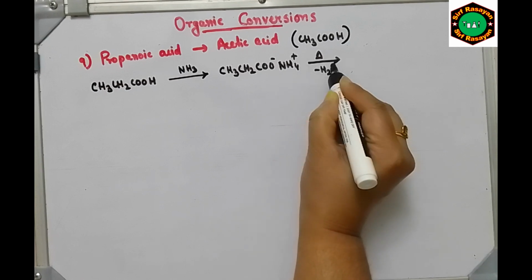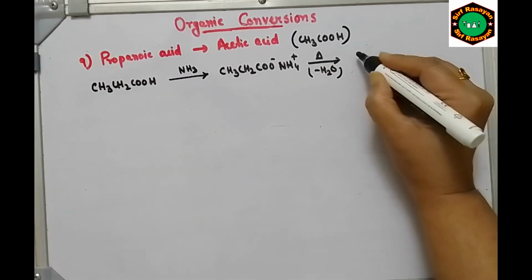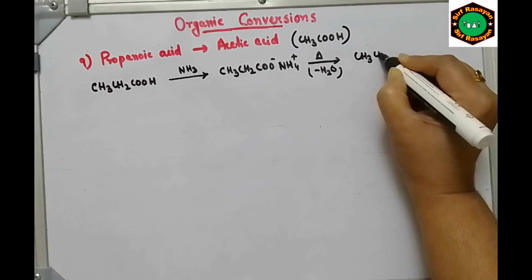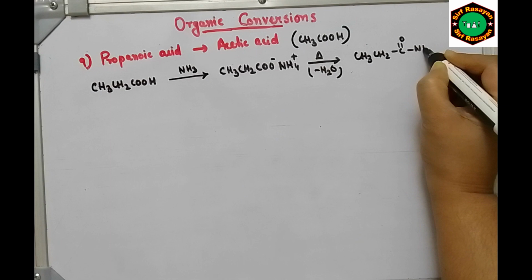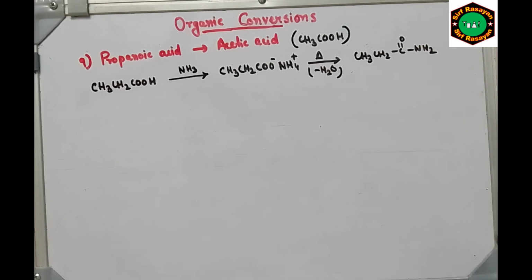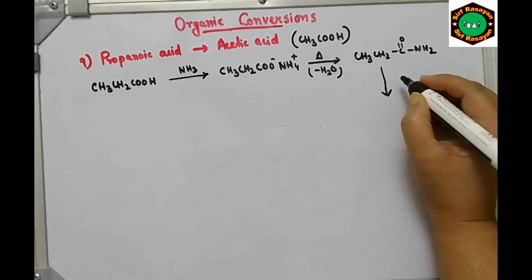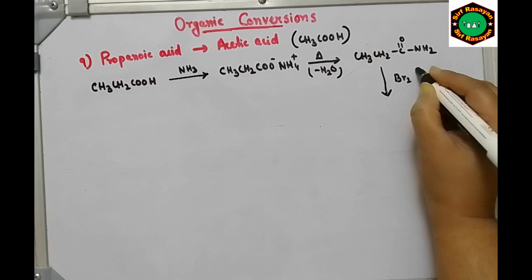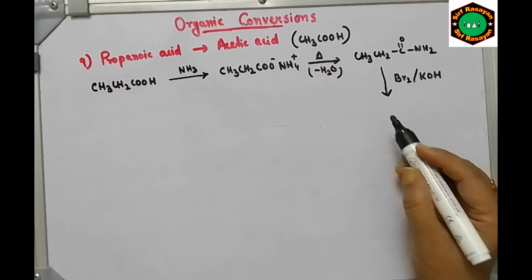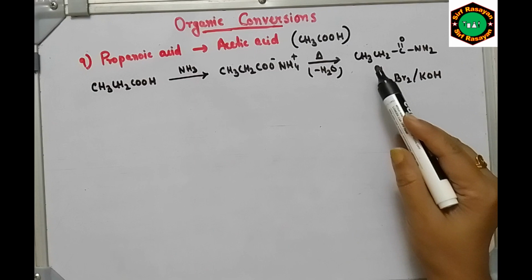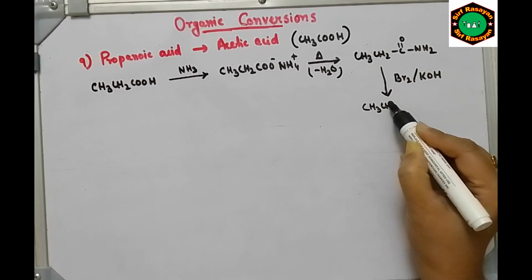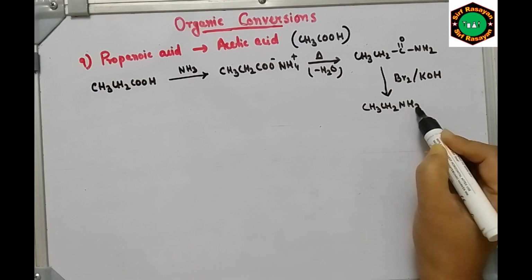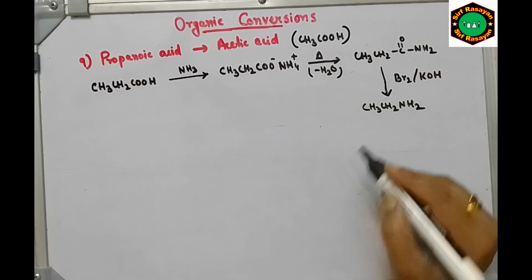Removal of water will give CH3CH2CONH2 amide. Then you can treat it with bromine in presence of KOH. Hofmann-bromamide reaction, and stepping down will take place. You will get CH3CH2NH2. Now from here we have to prepare acetic acid.